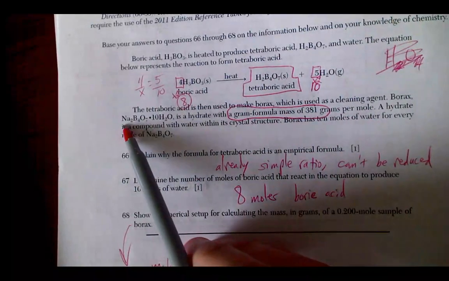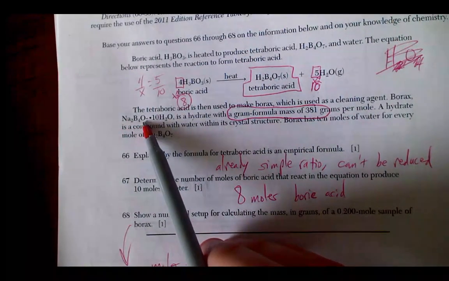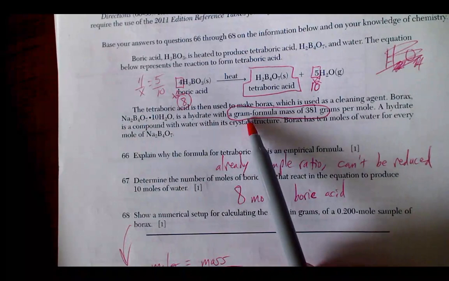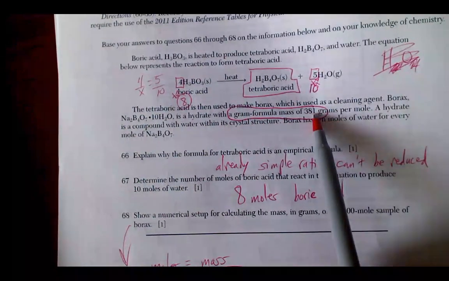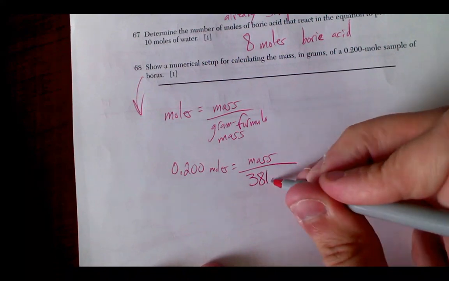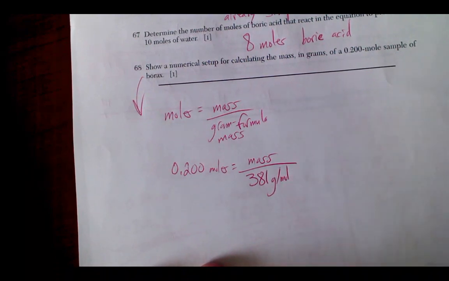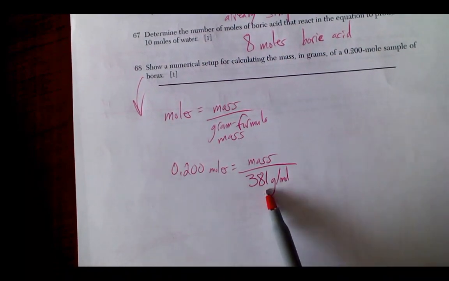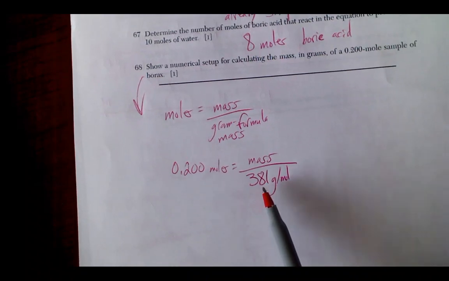You could go and add up 2 Nas and a B and 4 of them, 7 oxygens. No, it says right here, gram formula mass is 381 grams. Thank you very much. I'm going to write that number right there. 381 grams in every mole of borax. Each mole of borax weighs 381. If we had 2 moles, it would weigh twice that amount. If we had 10 moles, it would weigh 10 times this amount.